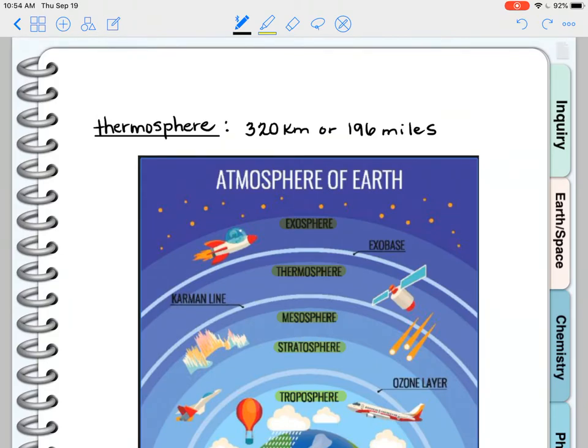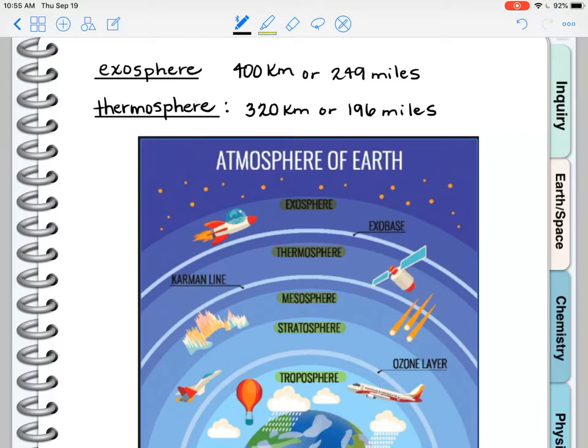And then we have the exosphere. Exo is one of your morphemes. It means outer or exit. So as we are leaving the atmosphere, this is the very last layer. The exosphere is from 400 kilometers or 249 miles out there into the atmosphere. And once you leave the exosphere, you have left the confines of Earth. You are officially in outer space.